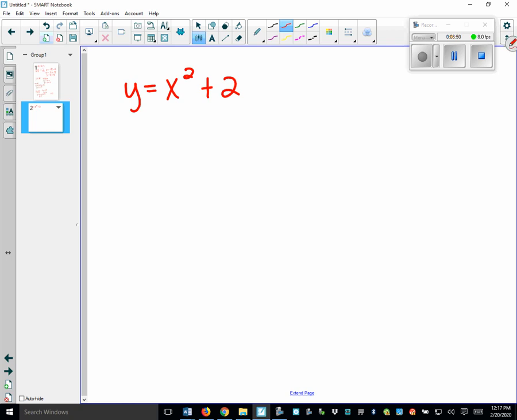Graph it, or just not graph it. Oh, no, it's y, not x. Y, right? Okay. What about this one? Negative x squared. Symmetric to the x, symmetric to the y, symmetric to the origin, or all of the above?